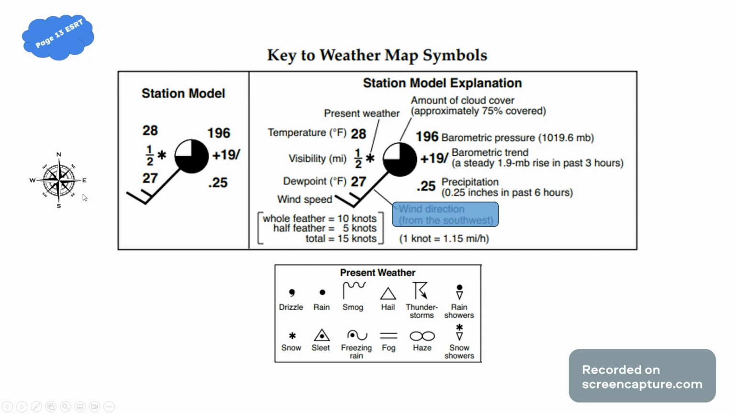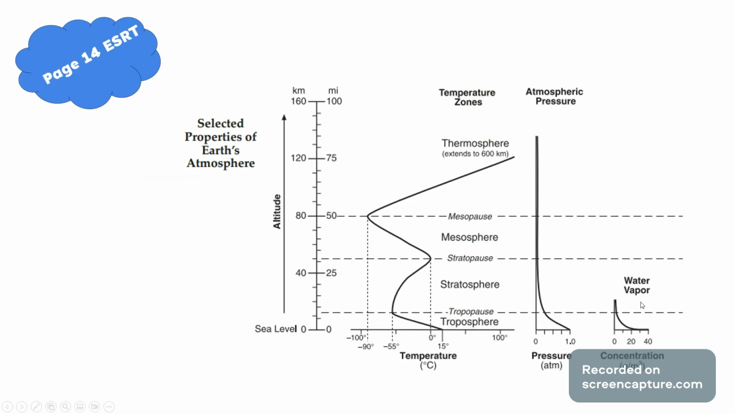I have my compass over here for you. There's not a compass on the diagram, so you're going to have to remember that north in this situation is up, and then we've got east, south, and west, and everything in between. Okay, so the last one I'm going to talk about here is page 14, and this is our layers of the atmosphere.